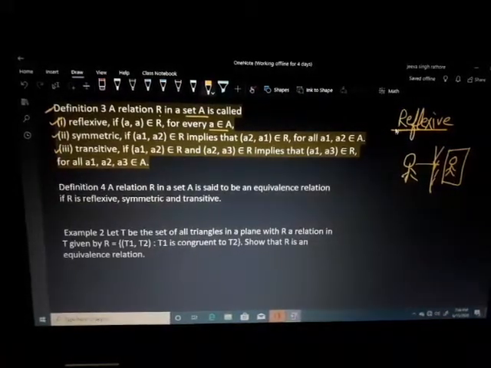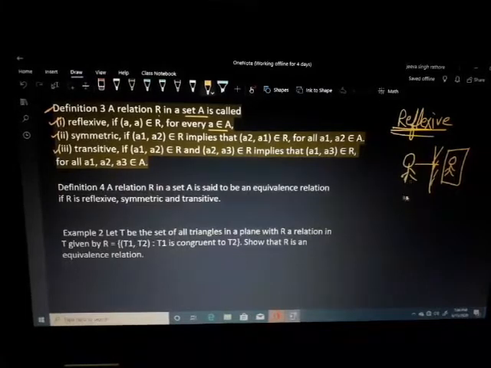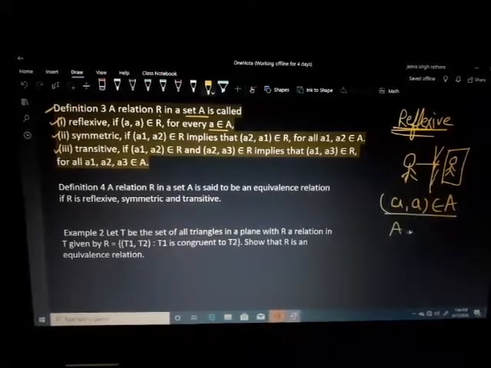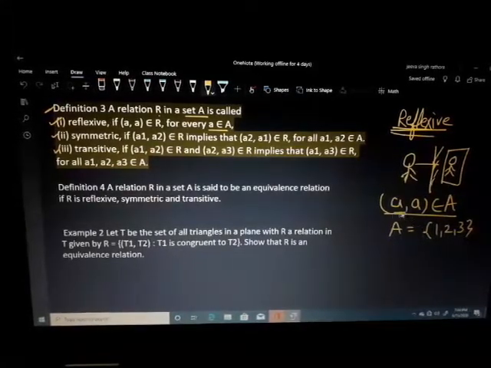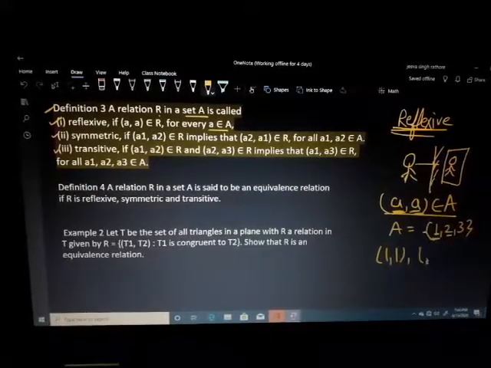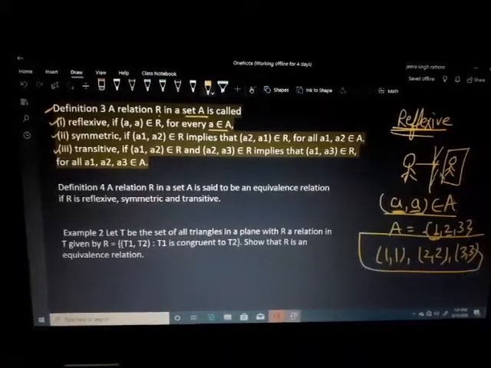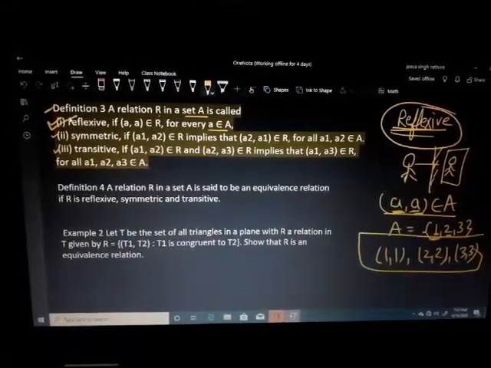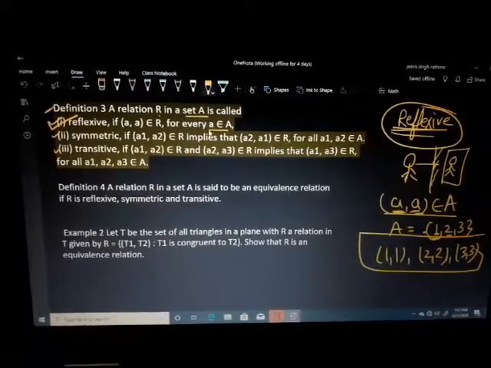This one is the reflexive relation. In a reflexive relation, suppose an element is connected with itself, so (A, A) belongs to R. For example, a set having the elements 1, 2, 3: all elements are connected with themselves, 1 with 1 as (1, 1), 2 with 2 as (2, 2) and (3, 3). This type of relation is known as a reflexive relation, where all the elements of set A are connected with themselves.